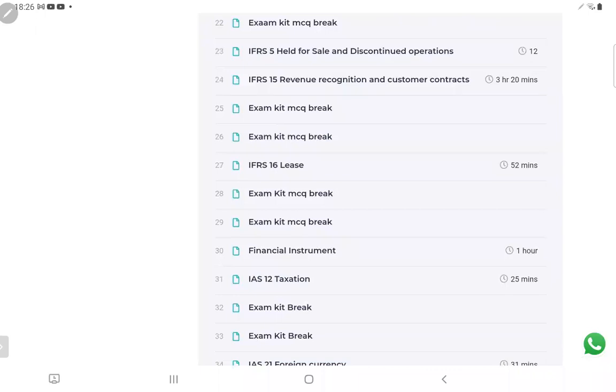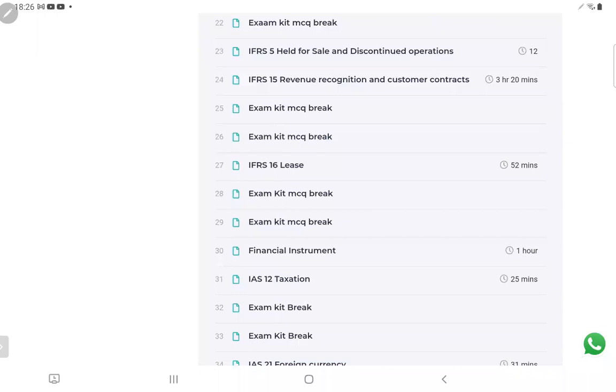And then we will have financial instruments, one of the toughest standards which students find. But when you watch the lecture, I made it in as simple a way as I can so that you will get it easily. Then again, we will have one more standard, IAS 12 taxation.